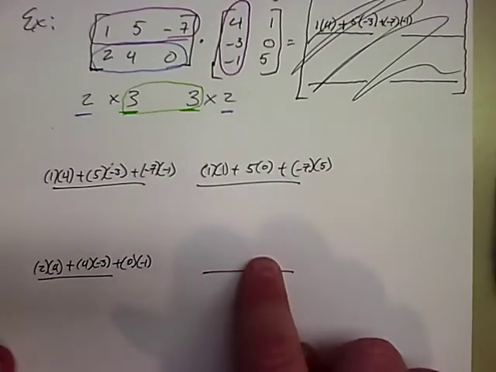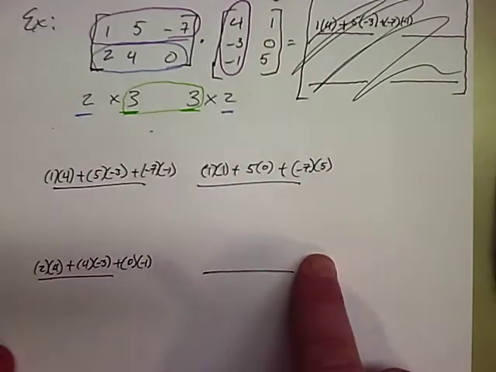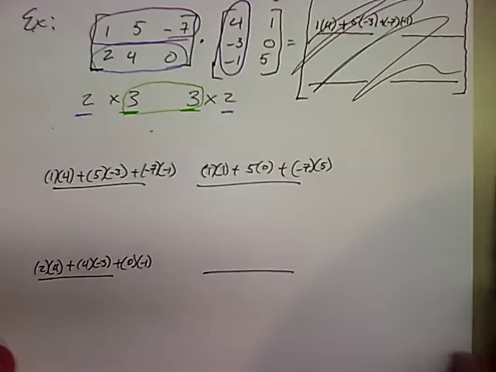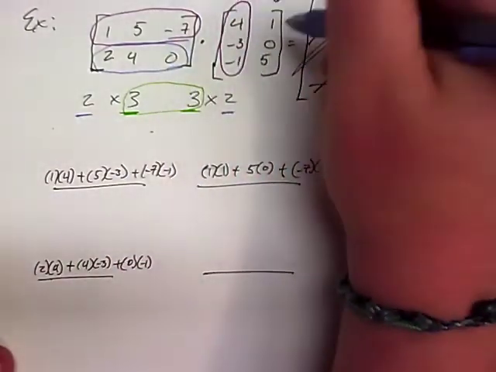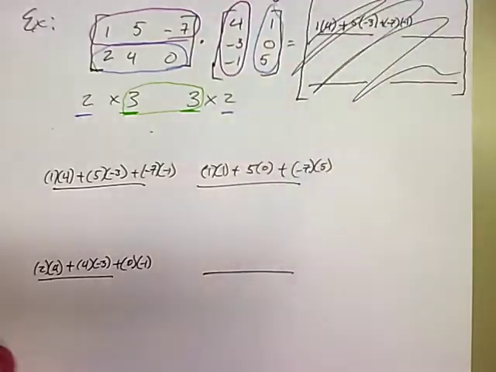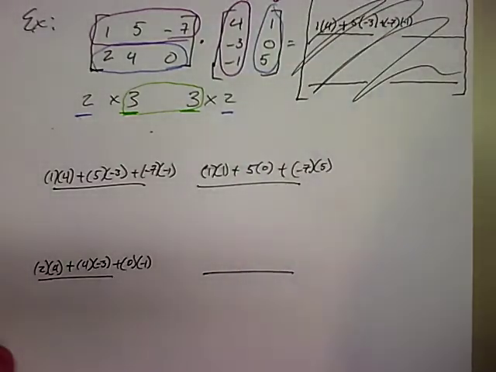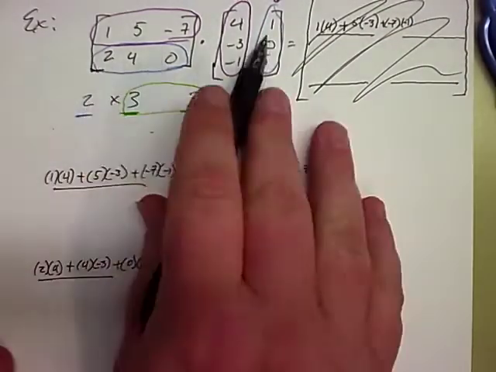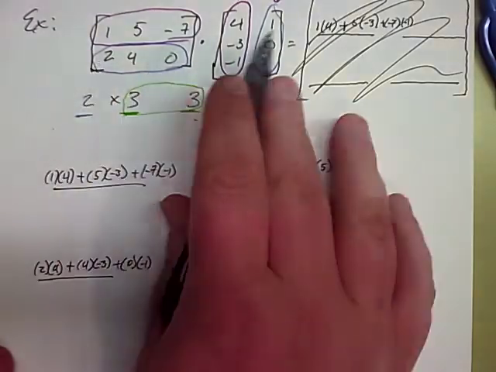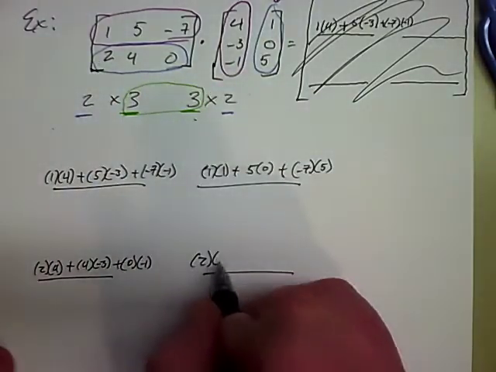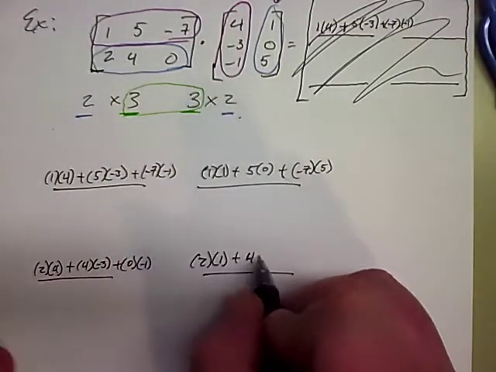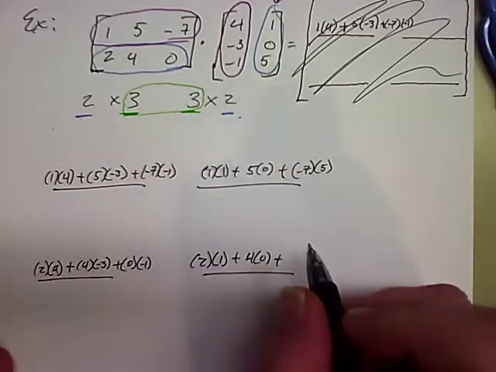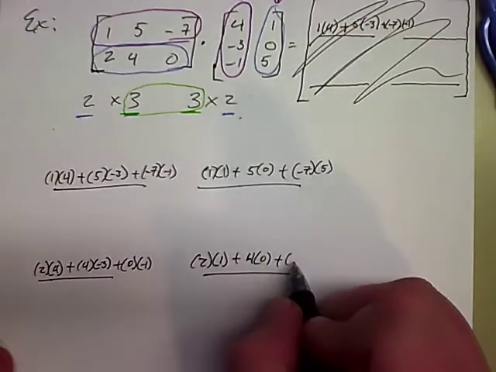And now for this position, we're in the second row, second column. So I want to use the second row and the second column. We're going to go entry by entry. So first entry, second entry, third entry. So 2 times 1, so we have 2 times 1 plus 4 times 0 plus 0 times 5.